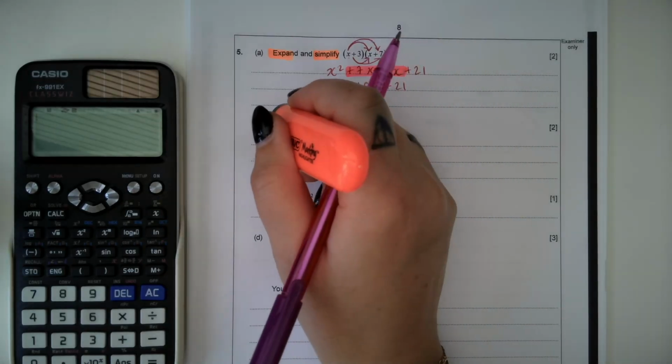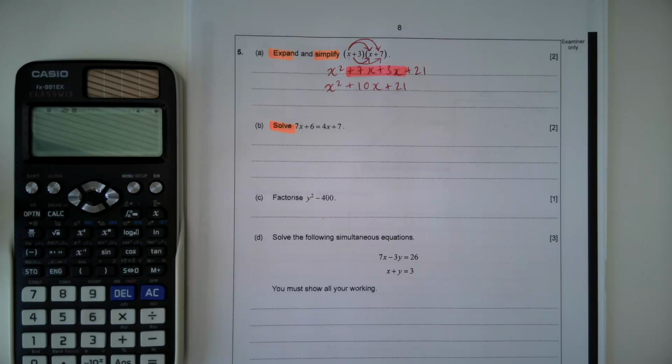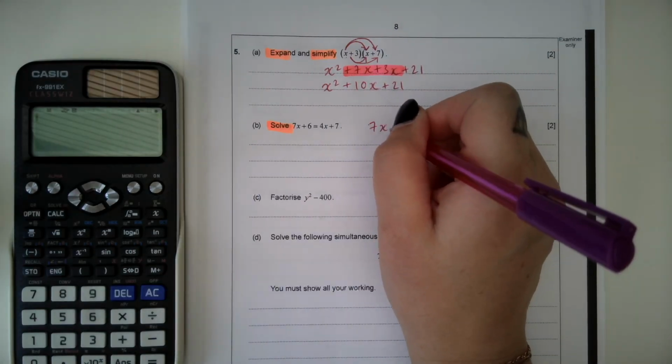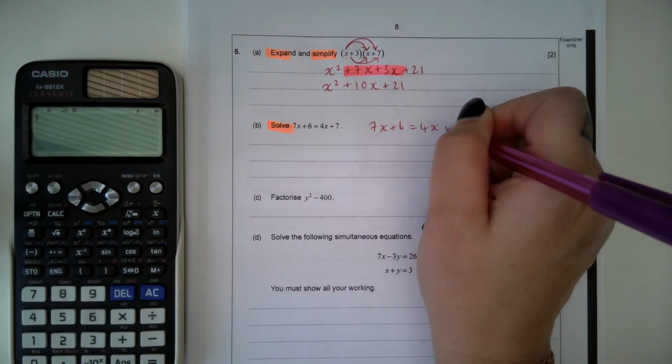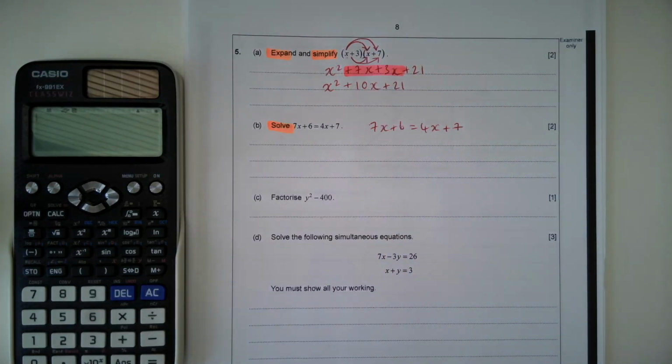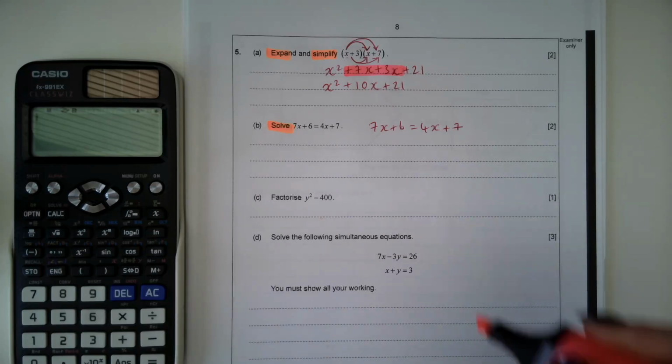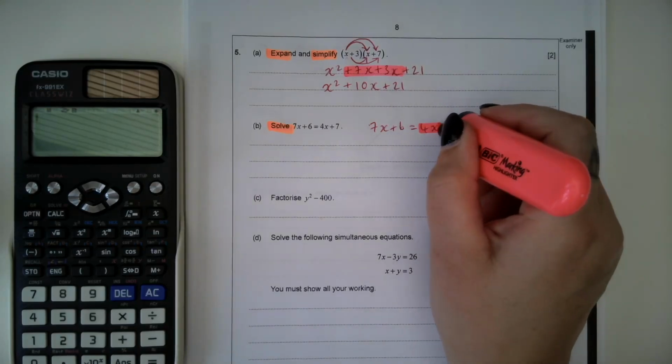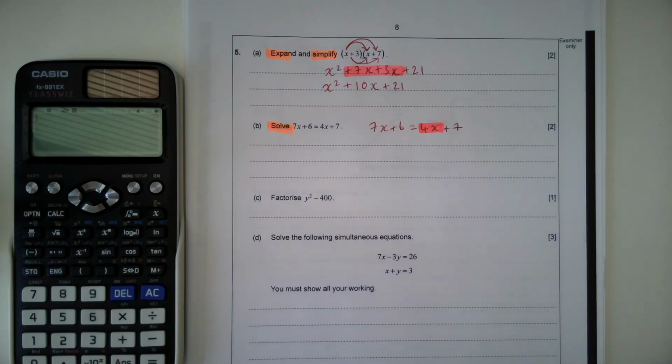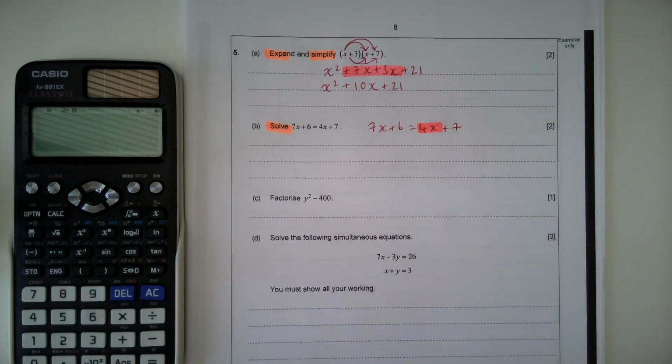Part B, solve. 7x add 6 equals 4x add 7. So I'm just going to write this here so I can organise myself because I like to keep things aligned. So we have the unknown variable that we're solving for, x, on both sides. So the first thing we need to do is eliminate, get rid of the smallest lot of x. Now the smallest lot of x is 4x. 7x is bigger than 4x.